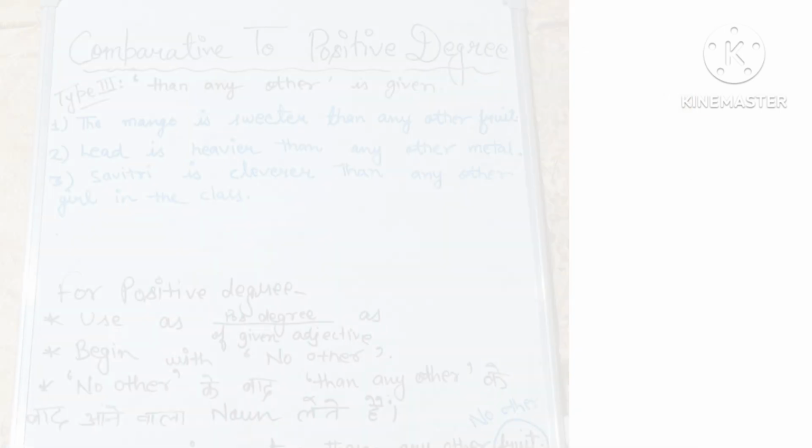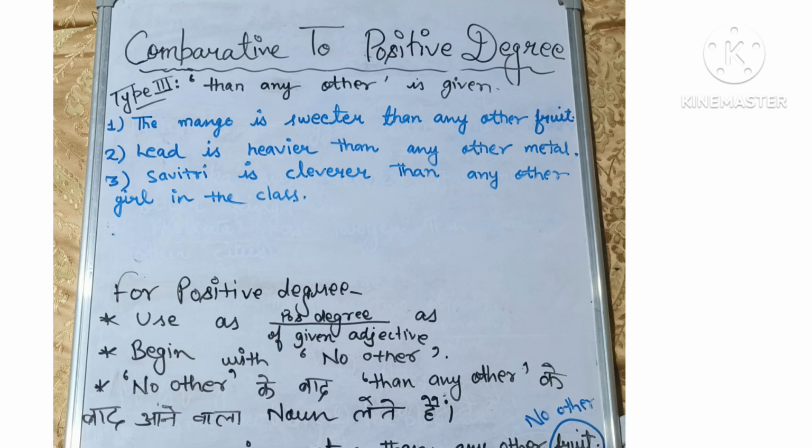Now we are moving to type number 3. Now in type number 3, whenever we are given the "than any other" structure, what are the rules here?